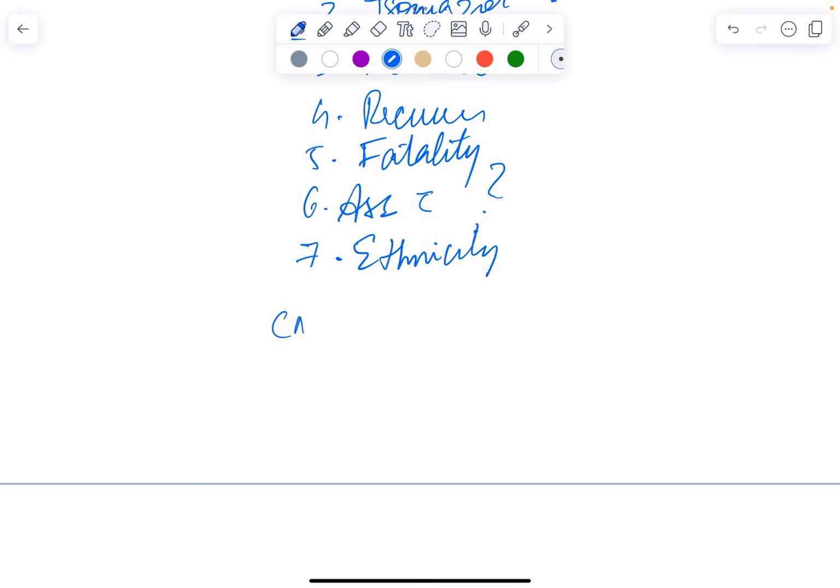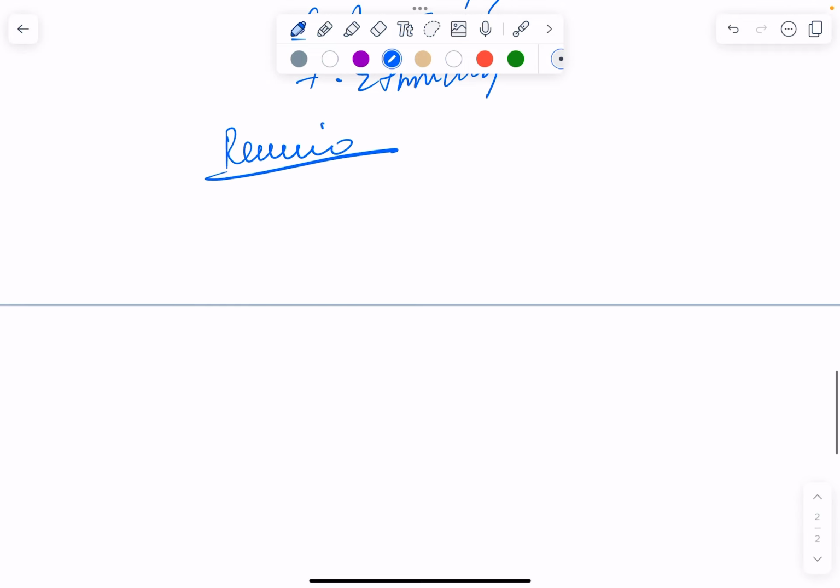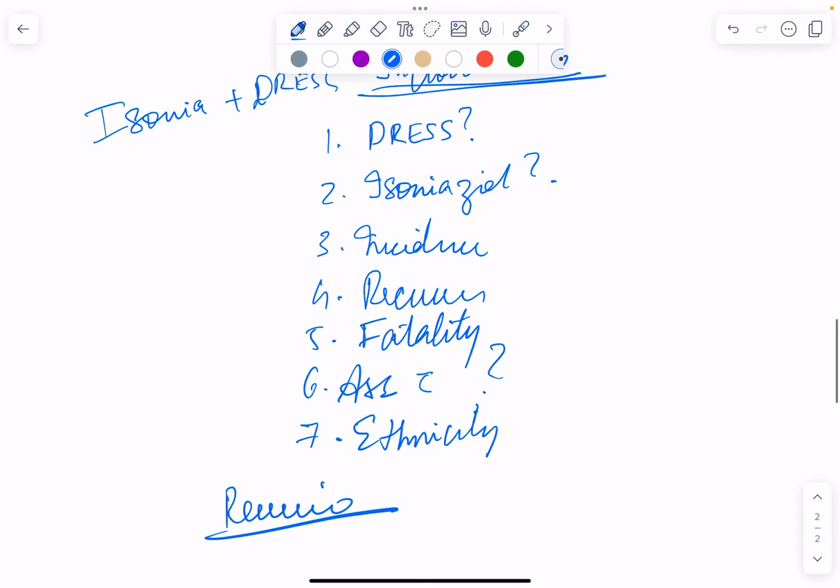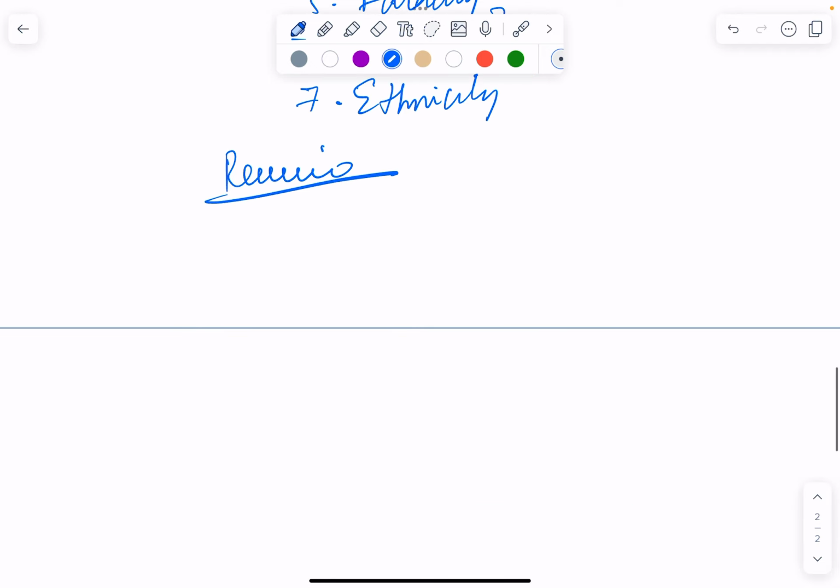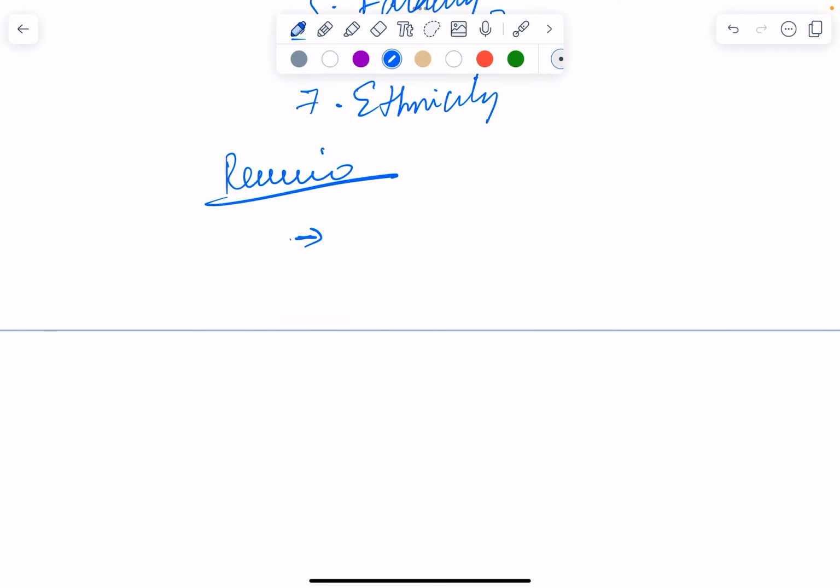If you're writing a case report, go ahead with your case report. If you're writing a review, start the discussion part under the review itself, because mostly there'll be two headings, introduction and review. So under review, what can I say?